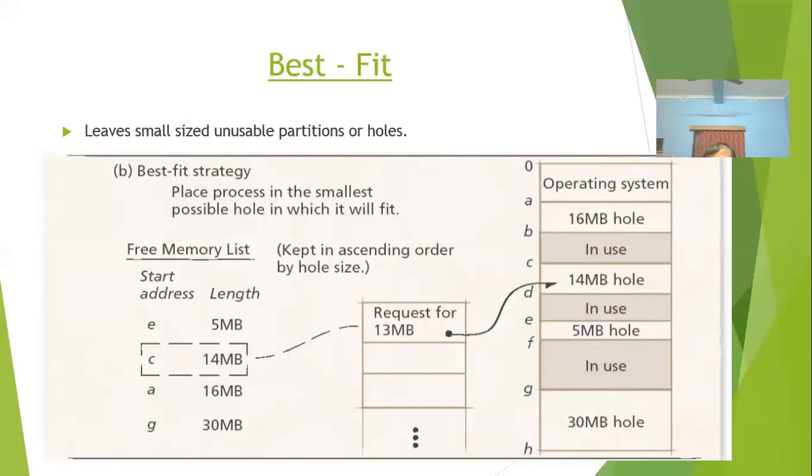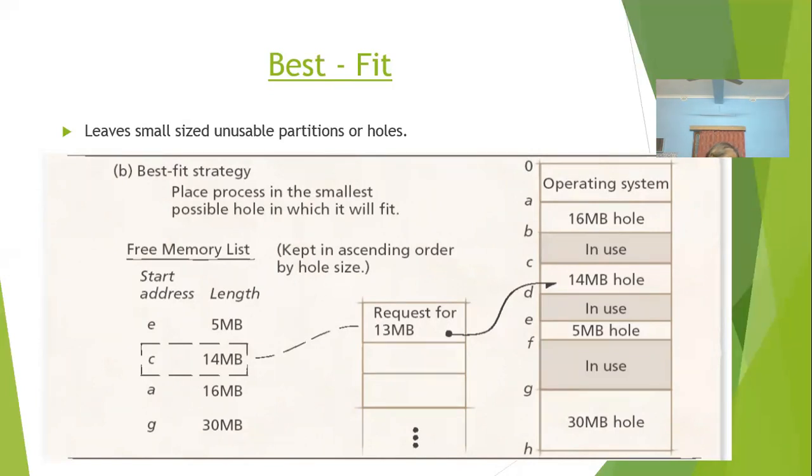So let's see the concept of these three strategies. Now, the best fit mechanism leaves small-sized unusable partitions or holes. The best fit strategy places the process in the smallest possible hole in which it will fit. That means there will be numerous unused holes available in the memory, and the best fit strategy tries to place the particular process in the hole which will leave the smallest amount of unused space.